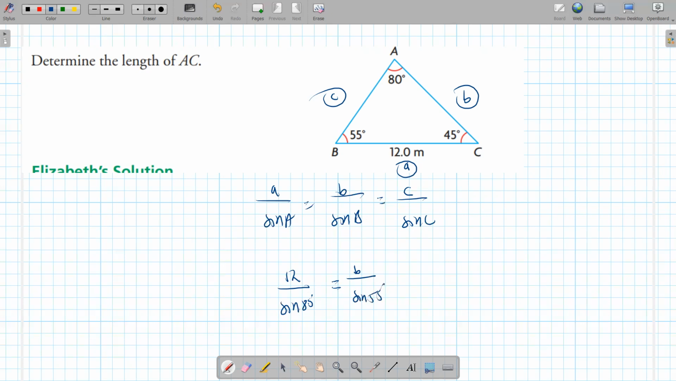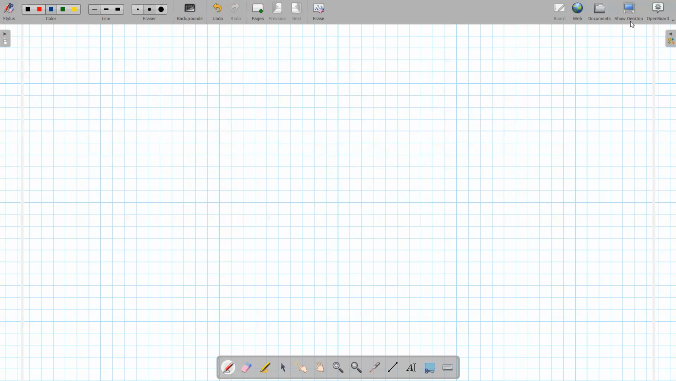Like that. Yeah, you can't use b and c here because they're both unknowns. You can only have one unknown at a time, right? So we couldn't have used this one in this case. We had to use a and b. And then to solve this equation, you just multiply by sine 55 on both sides, right? That gives you 10 almost, 9.98. Cool?